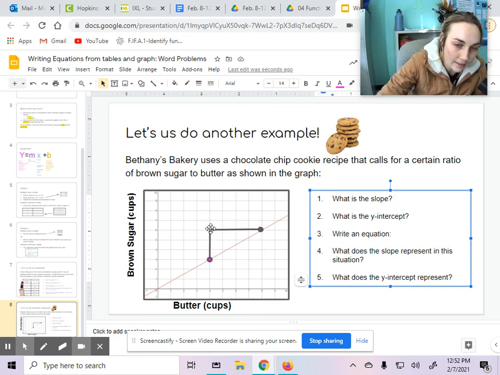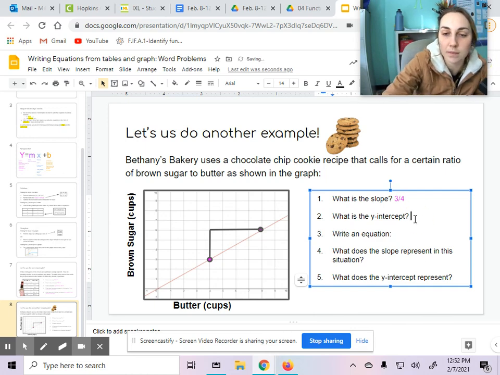Our rise is going to be our numerator. How much we run is our denominator. In this particular case, we rose 1, 2, 3 times, so our numerator is 3. And then from here to here, we ran 1, 2, 3, 4 times. So our slope is going to be 3/4 cups.